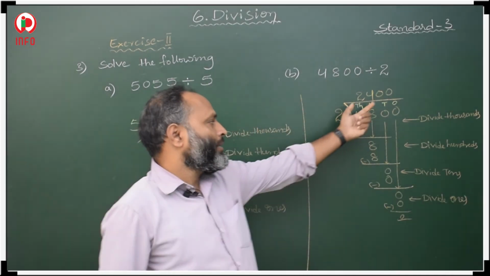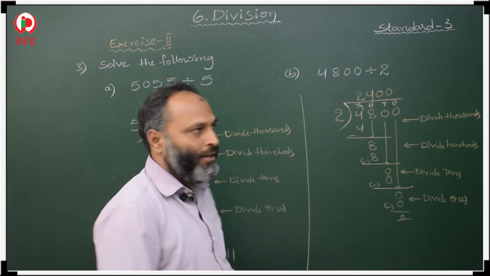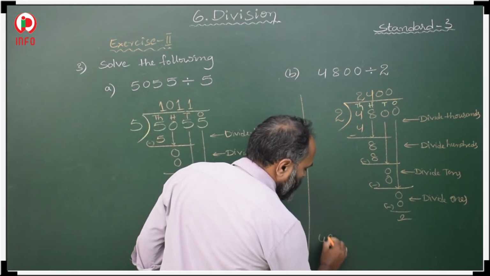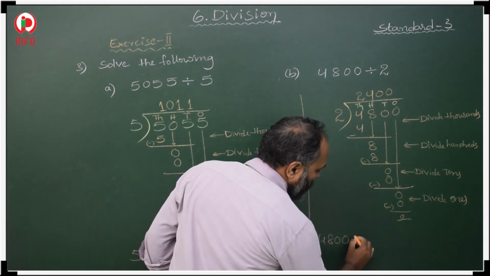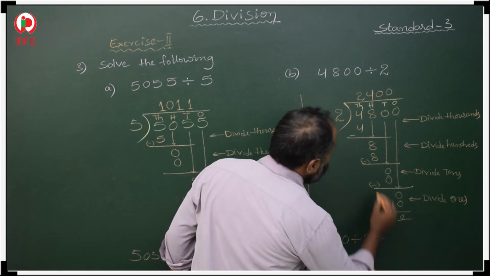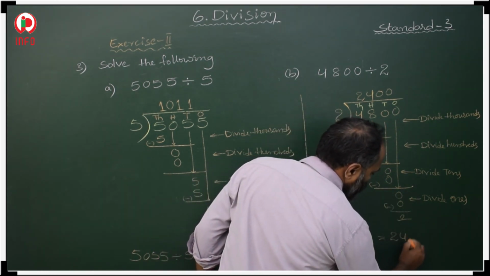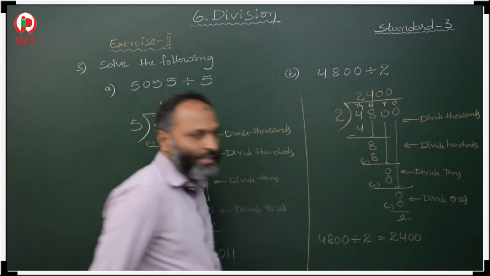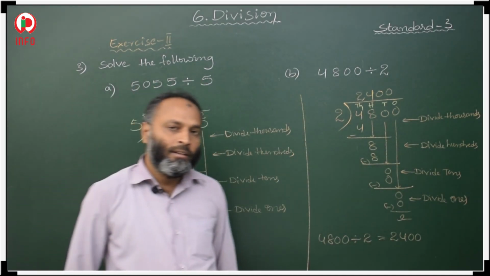Then what is your quotient? 2400. It means if 4800 is divided by 2, then what is the quotient? 2400. This is your quotient. Okay.